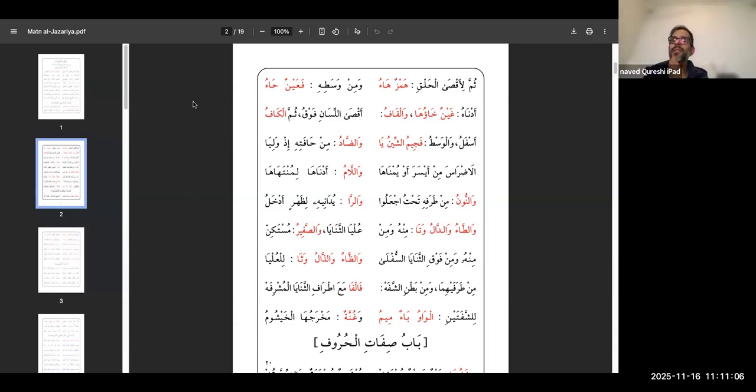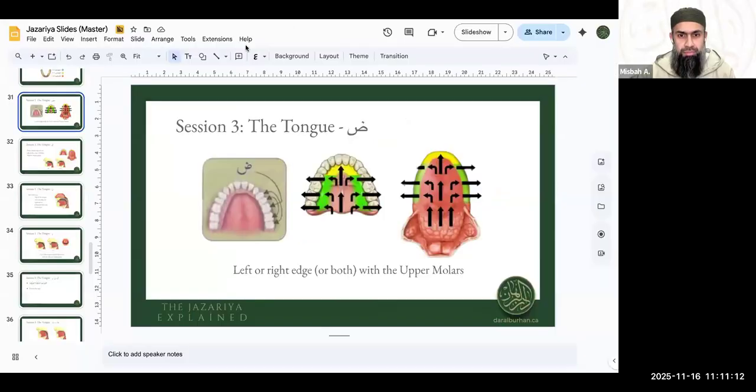Assalamu alaikum, Sheikh. I had a question about the dad, just on that diagram that you were mentioning, the green areas. Is the pressure being applied on the gums or on the edges of the top molars?